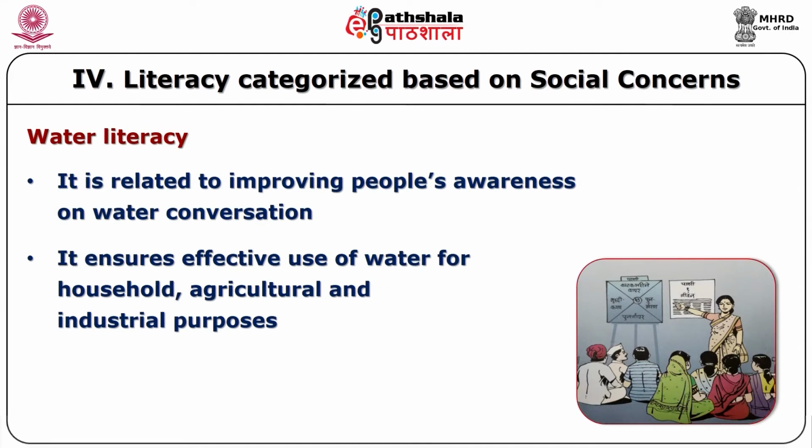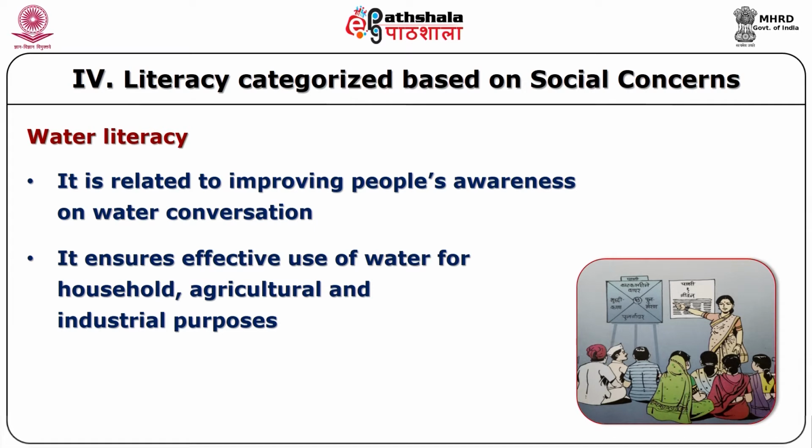Now we'll see another type of literacy, that is water literacy, which is also based on the category of social concerns. It is related to improving people's awareness on water conservation, like how to preserve water and how to use potable water economically. Those things are taught in water literacy. It ensures that effective use of water for household, agriculture and industrial purposes will be there. So this is what is taught through water literacy.